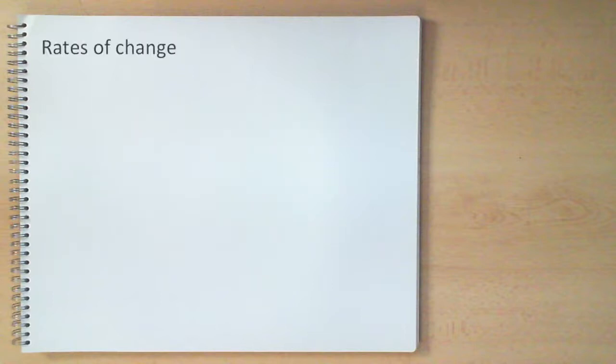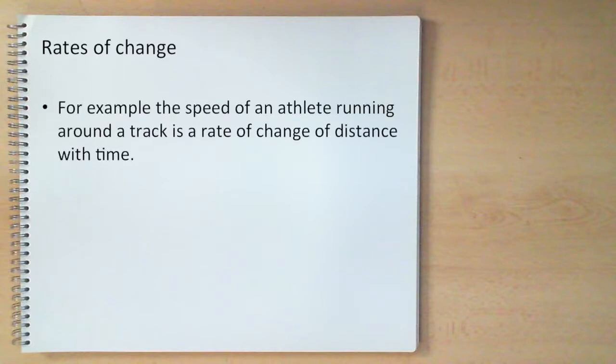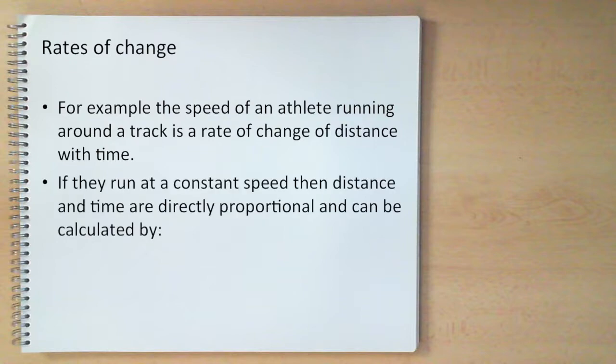Any form of movement is a rate of change of distance with time. So an example of an athlete running around a track, that's a rate of change of distance with time. Now if they're moving at the same speed, so a constant speed all the time, then the distance and the time are directly proportional, and we can calculate that proportion and we call it speed. Speed is the distance travelled divided by the time taken.